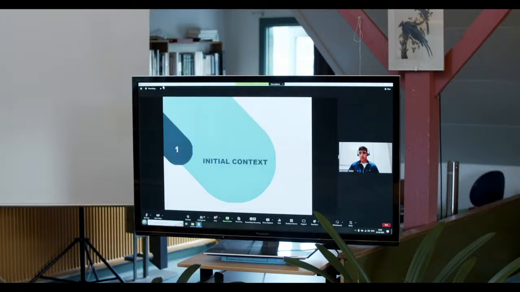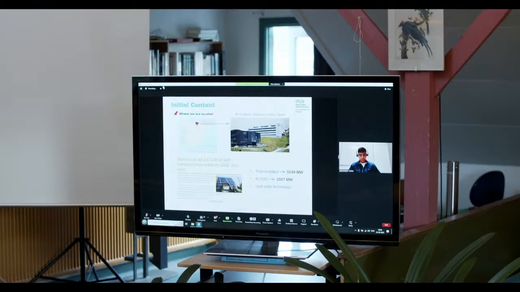So, the initial context of the project. First of all, we are going to locate our university and ourselves. We are located in the north of Spain, between Spain and France, in the town of Mondragon in the Basque Country. Spain is known for solar and other renewable technologies, but we also have a lot of wind. And here in the north, there are lots of wind parks.